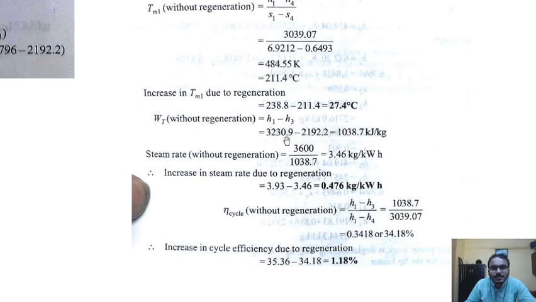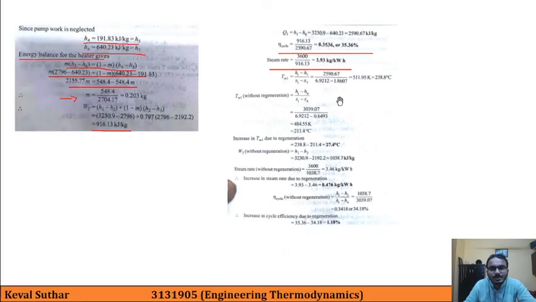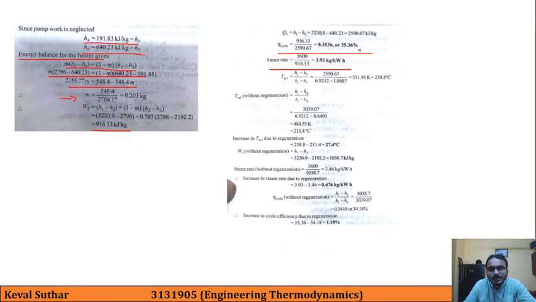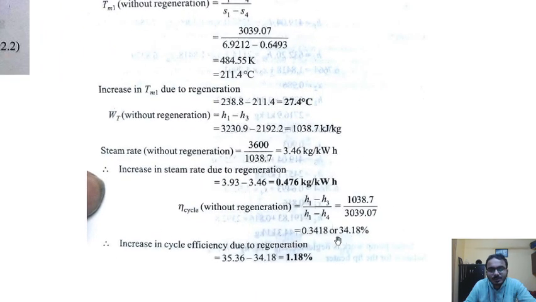The value of WT work output without regeneration will be H1 minus H3, and the same formula is applied. The steam rate and increase in steam rate is obtained, and cycle efficiency without regeneration will be work output WT divided by the heat addition, that is H1 minus H4. Previously the efficiency was 35.36 and before regeneration it was 34.18. So the increase in cycle efficiency due to regeneration is 1.18.